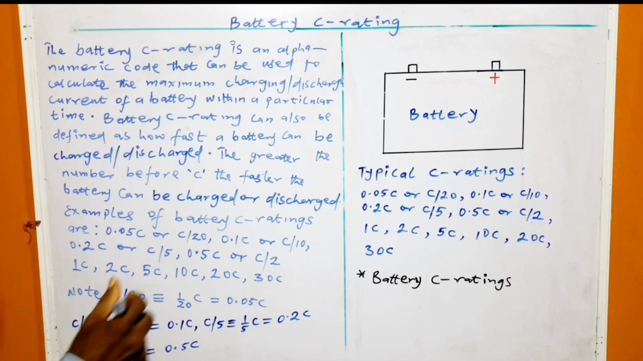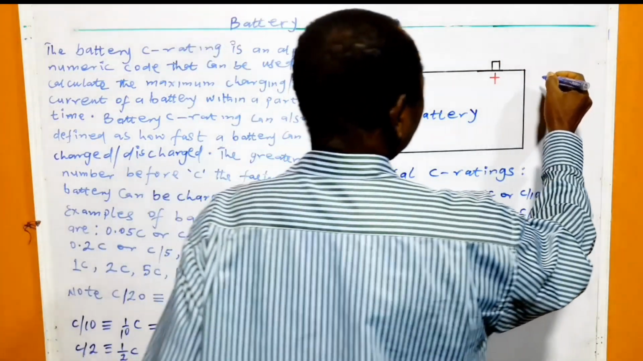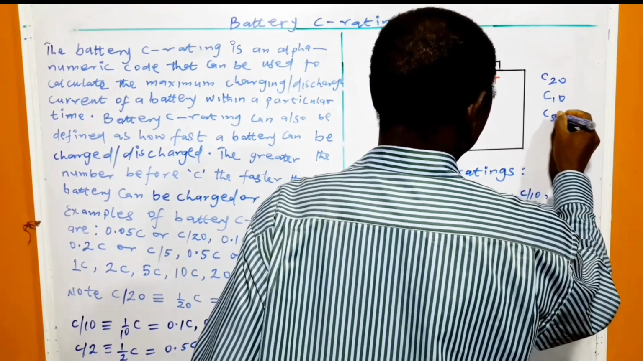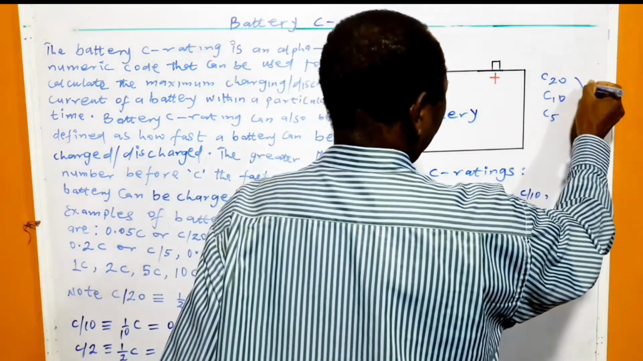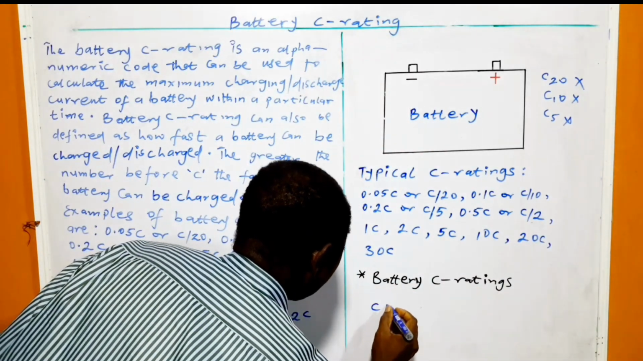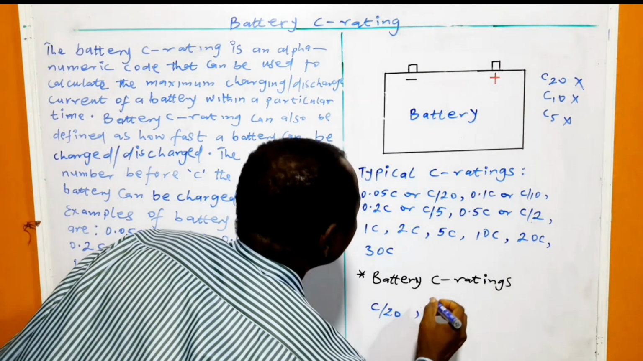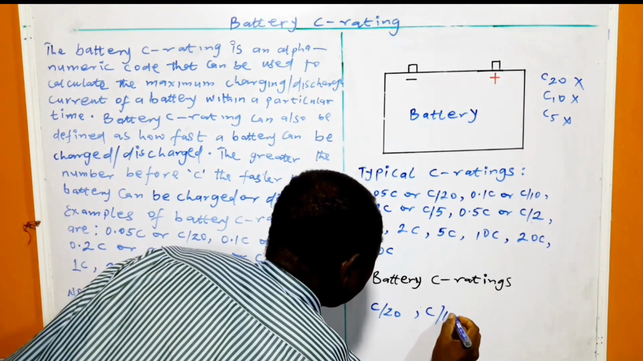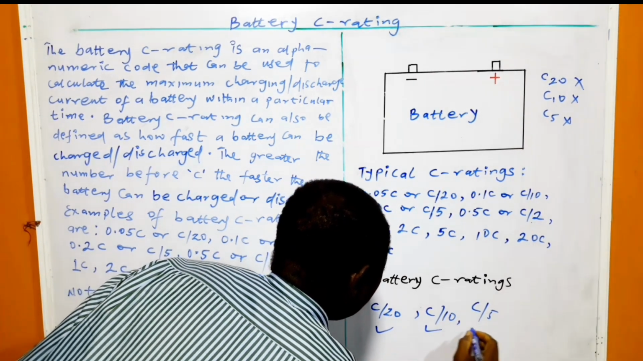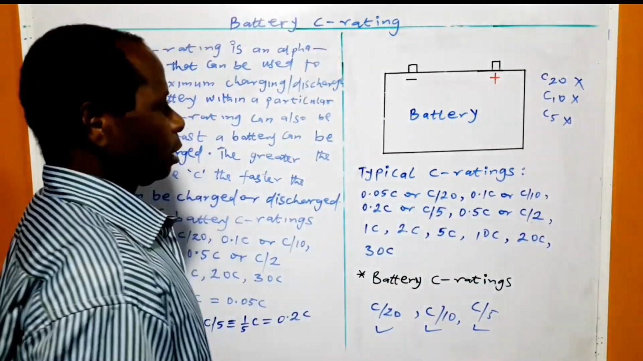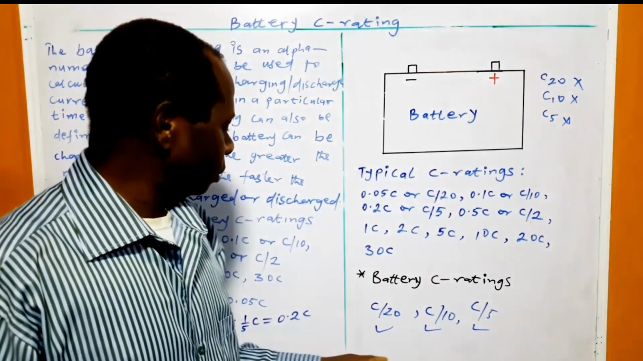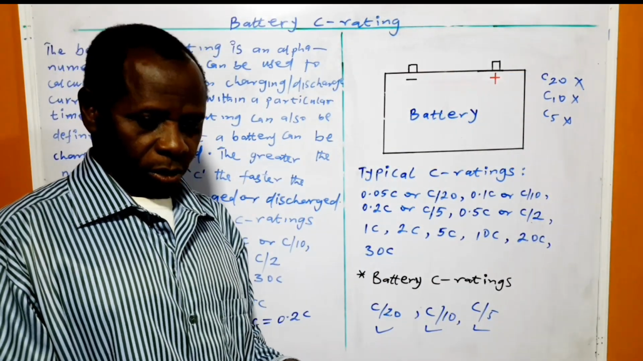Now, please note that the notation is not C20, C10, C5. All these are wrong notations. The correct notation is C/20, C/10, C/5. These are correct. All these other ones are wrong. If you see C20, probably the person means C/20. Please take note of that.